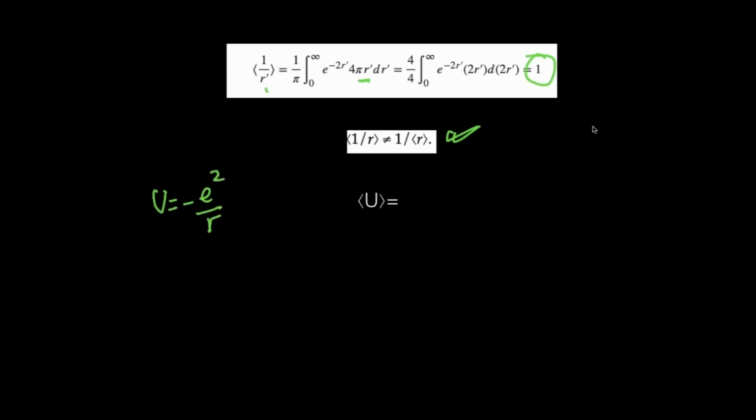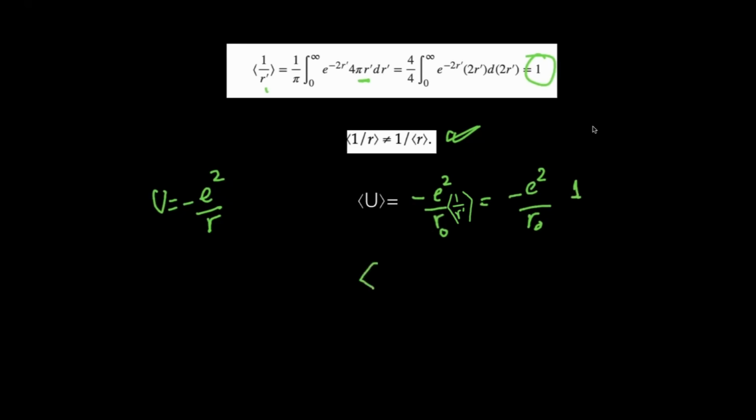Now, if non-dimensionalized, this is basically 1 by r. But in any case, you can put r as r prime times r naught, where r naught is the Bohr radius. So it is minus e squared by r naught, and 1 by r prime is 1. Okay, so this is U.